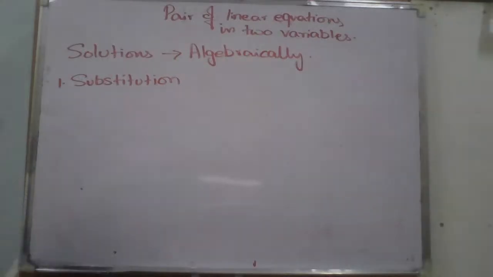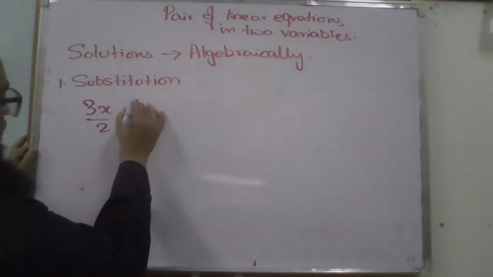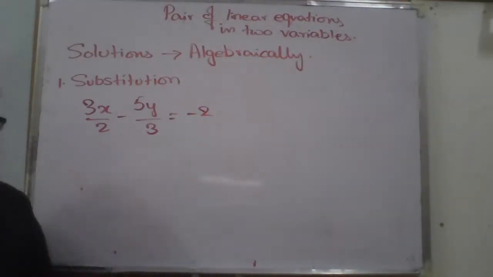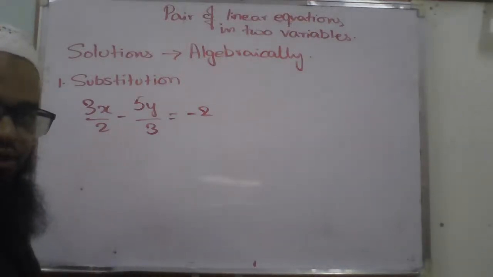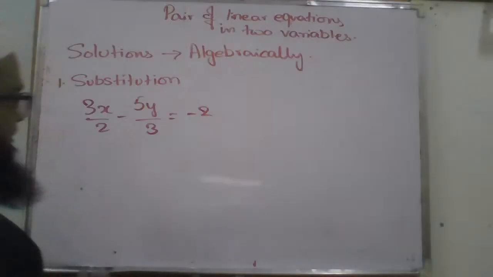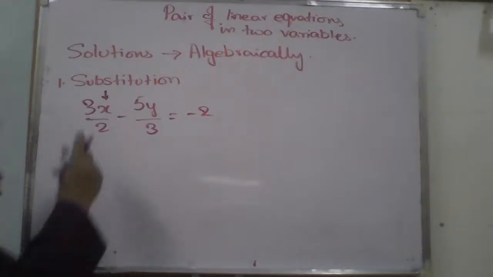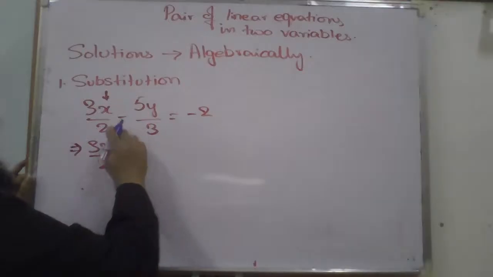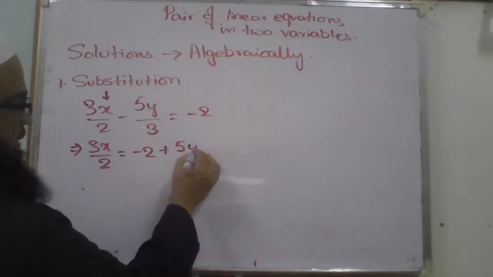Okay, 3x by 2 minus 5y by 3 equals minus 2. This is first equation. And second equation I will write later because the board is small. Now this is first equation, right? So in order to find the substitution, you have to find either x or y. I'll go with x because it is positive. Now 3x by 2 minus 5y by 3 equals minus 2, so transposing, it becomes minus 2 and plus 5y by 3.